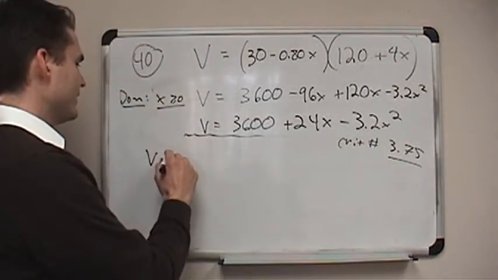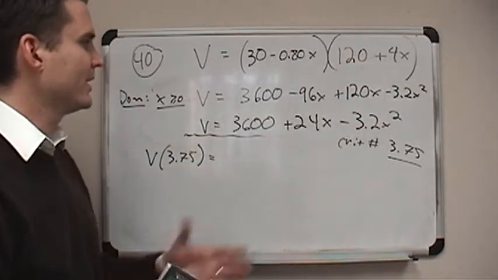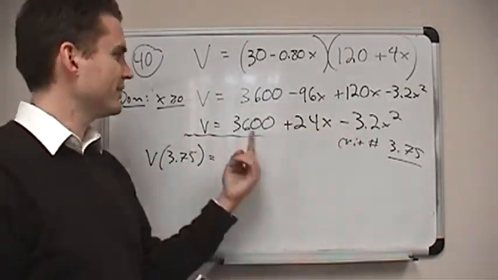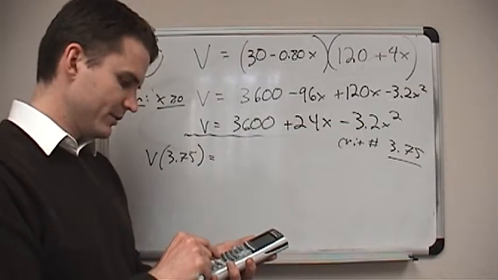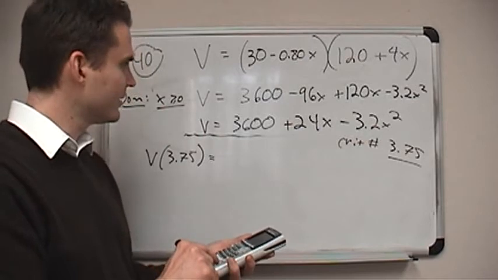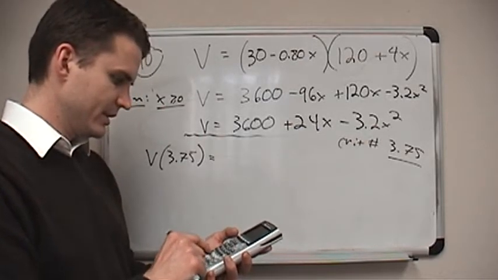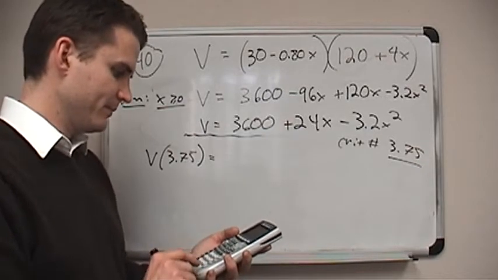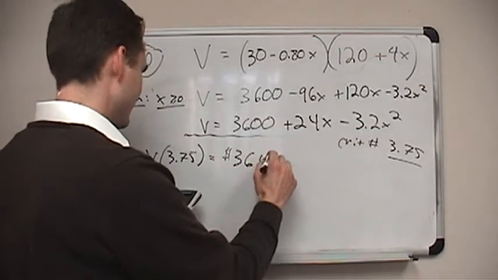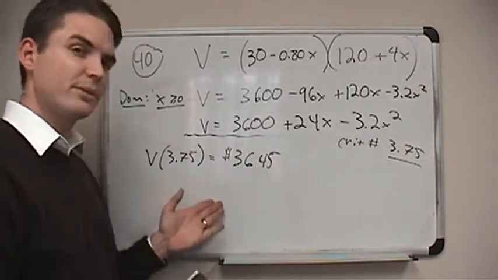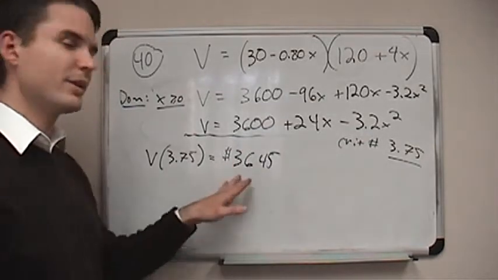Okay, so what's the value when we wait 3.75 weeks? Well, I can just put 3.75 in for x in this formula. I'm going to get 3600 plus 24 times 3.75 minus 3.2 times 3.75 squared. Okay, and remember this is a dollar figure, I'm getting $3,645. So if we wait 3.75 weeks, the value of our crop will be $3,645.